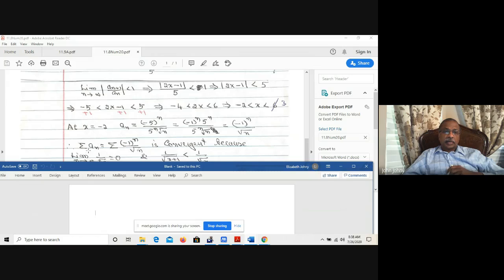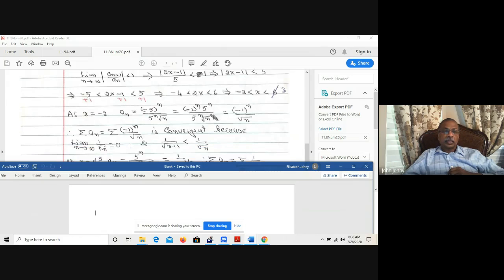So sigma a_n, equal to sigma (-1)^n over square root of n, is a convergent series, because the limit of b_n, that is the limit as n approaches infinity of 1 over square root of n, is 0, and 1 over square root of n plus 1, that is b_{n+1}, is less than b_n. So it is a decreasing sequence and the limit is 0. So it is convergent when x is equal to -2.